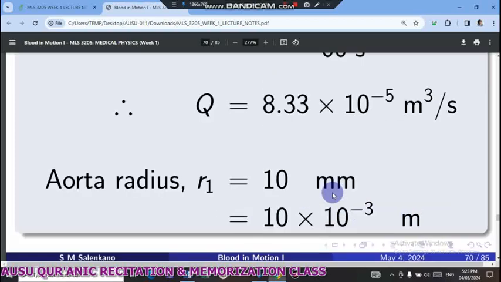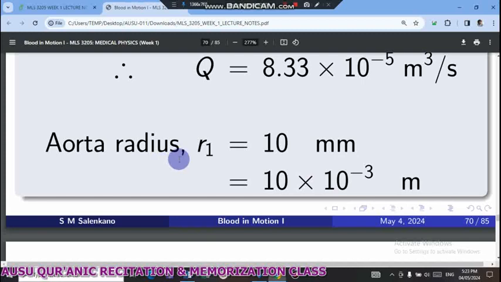Then you come to the aorta radius. You are given the radius as 10 millimeters. Remember what we said earlier, that the first m is milli and the second m is meter. So this milli is 10 raised to the power of minus 3. So you simply say this 10 that you are given times 10 raised to the power of minus 3, this is your milli, and then the last m is meter, so you keep it. Now you have changed this to meter, and you see there is unit consistency.